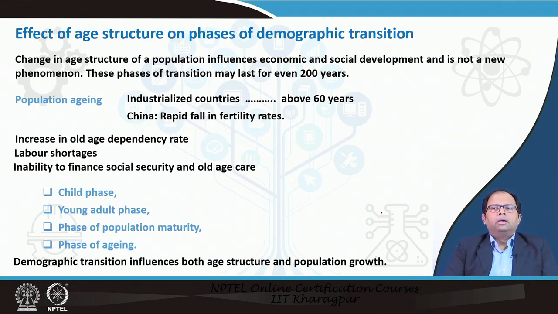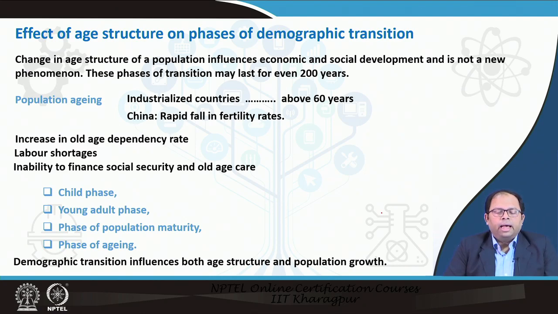Now this theory only talks about the change in birth rate and death rate, and how it influences the society, or how it influences the entire demographic structure. Whereas some demographers also argue that the age structure also plays a big role in demographic transition. So what it means is changes in age structure of a population influence economic and social development.